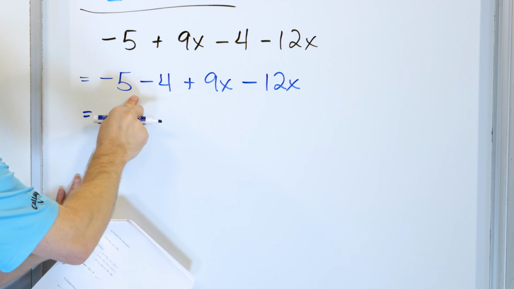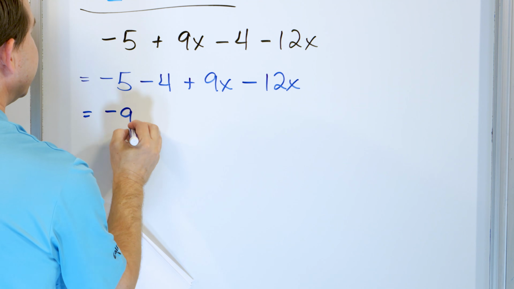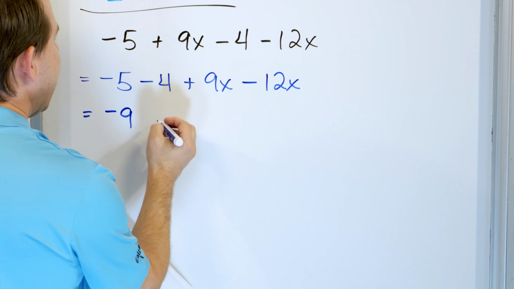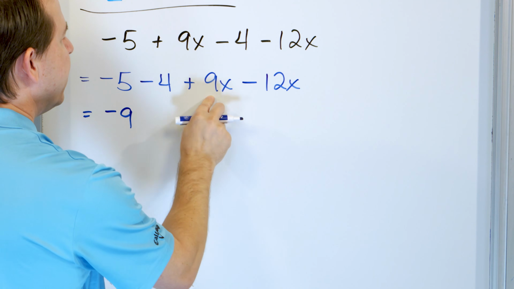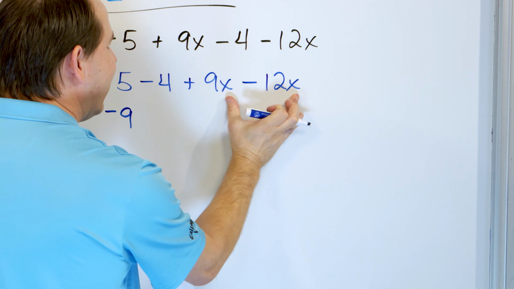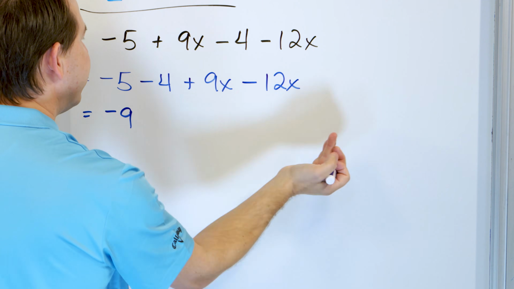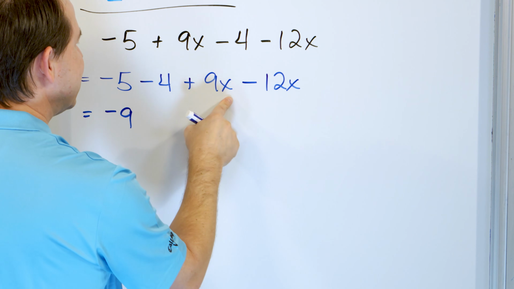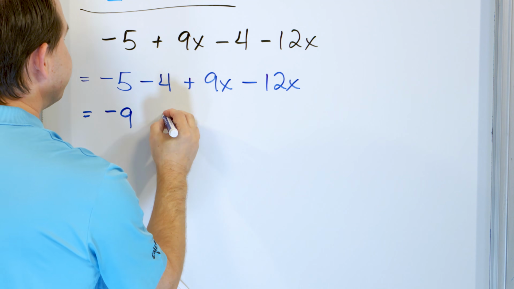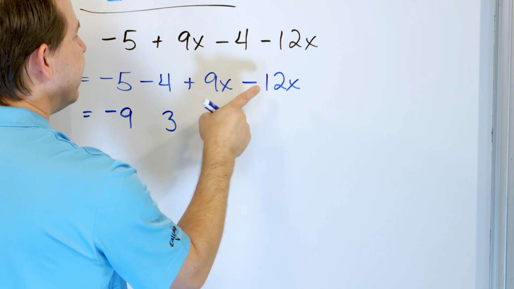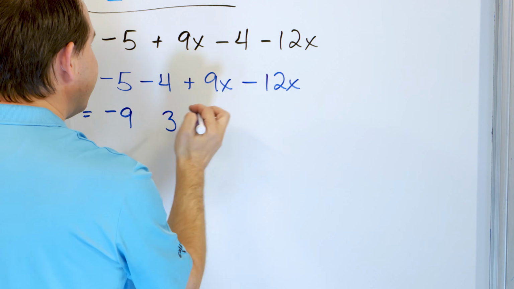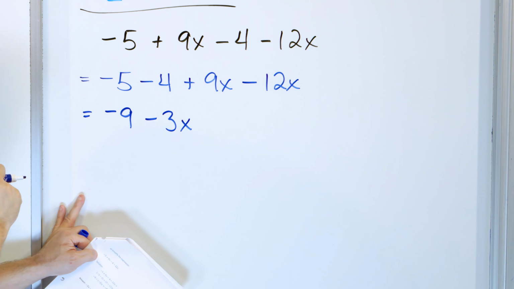Now, what is minus 5 minus 4? If I start with negative 5 and I subtract 4 away, it comes out to negative 9, as we've learned before. And then we can add these terms as well. But we have 9 minus 12. The x's are the same. The exponents are all the same. So these are like terms. What is 9 minus 12? Well, we subtract the other way. 12 minus 9 is 3. But because it's backwards, 9 minus 12, it's really negative 3, and so it's negative 3x.